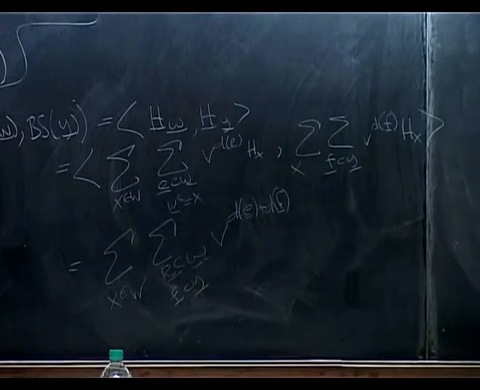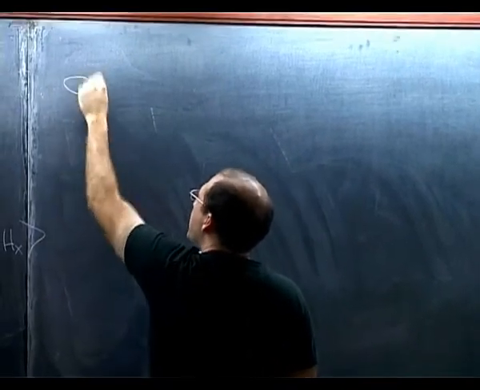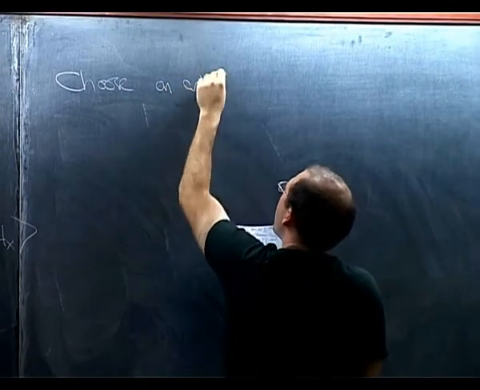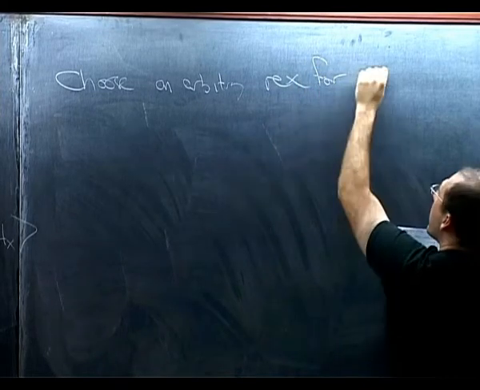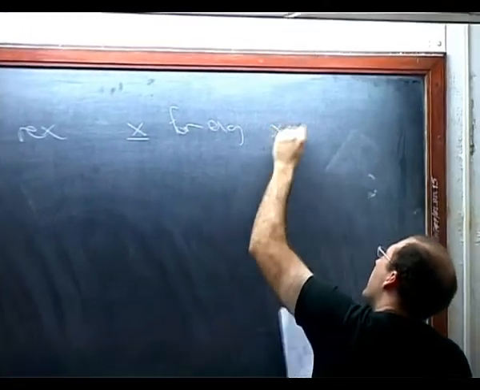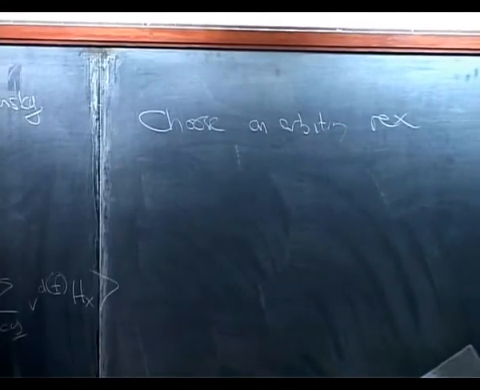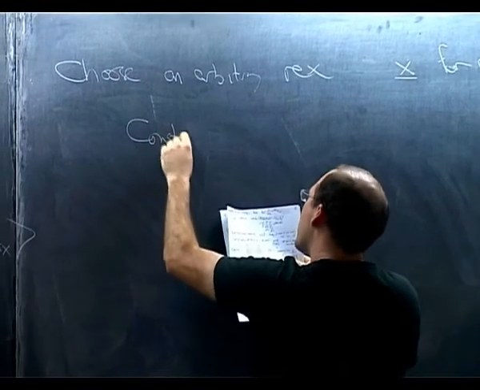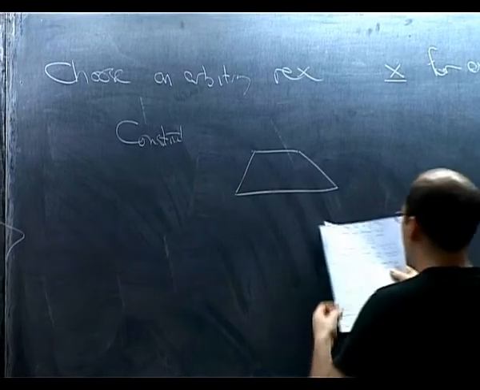So we'll construct, right now, choose and fix an arbitrary reduced expression x underline for every element. I don't care what expression you choose. Okay? And we're going to define and construct this thing, which I'm going to draw as a trapezoid.